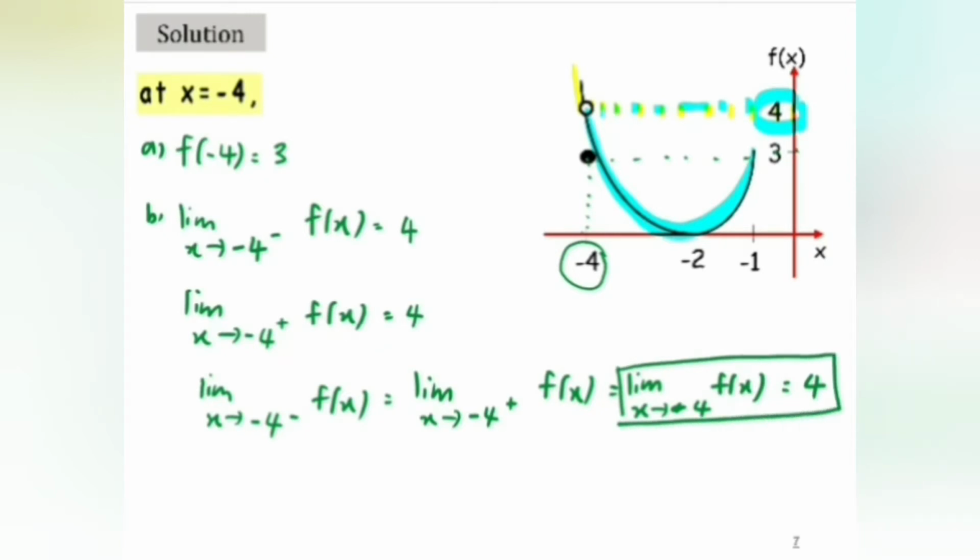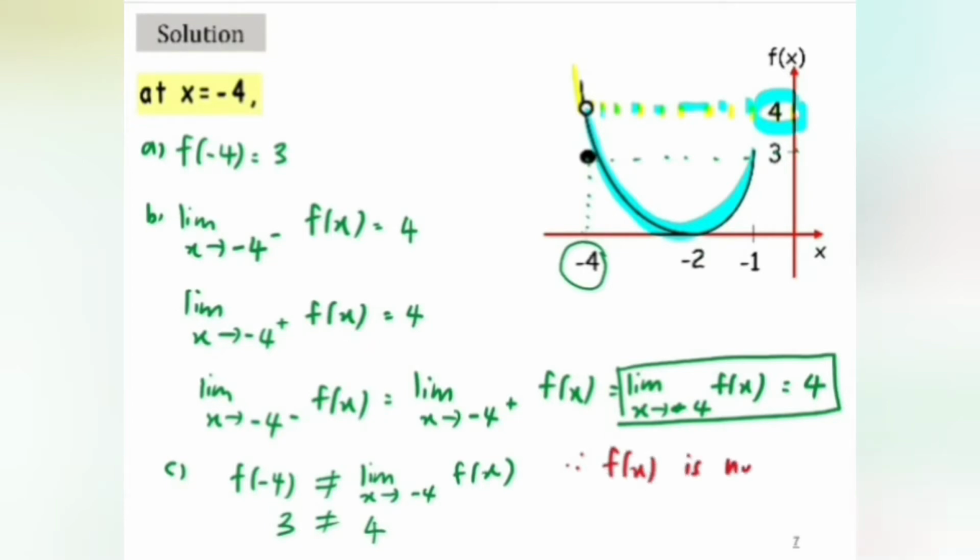Then check the third condition, whether the first condition equals the second condition or not. For the first condition, we have f(-4), the value is 3. For the second condition, we have the limit as x approaches -4, the value is 4. So they are not equal. Since the third condition is not satisfied, that means f(x) is not continuous at x equals -4.